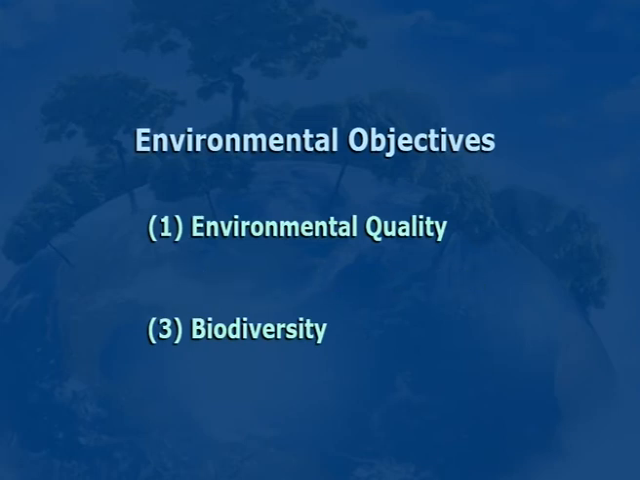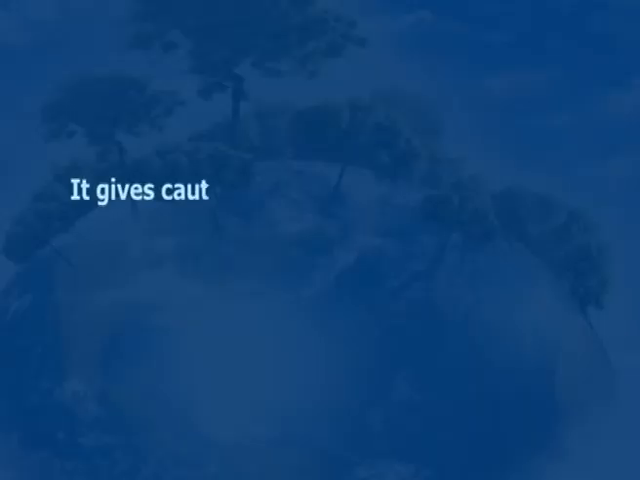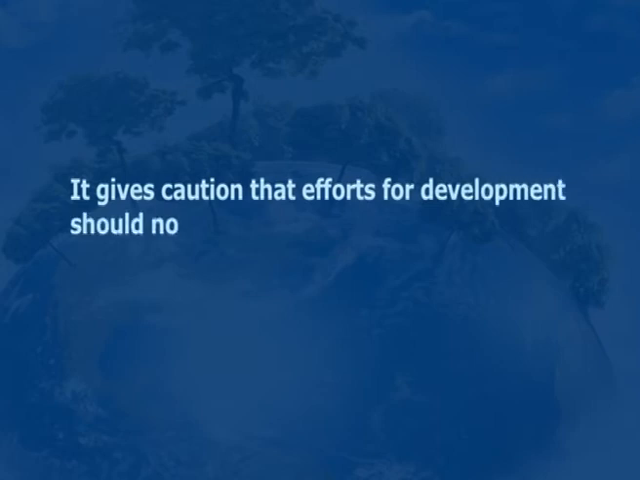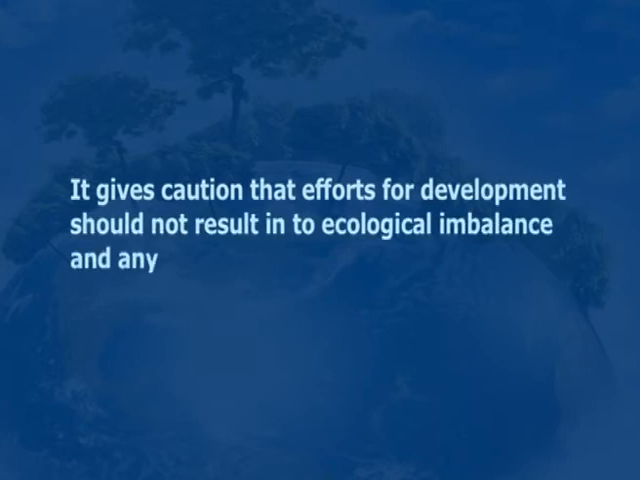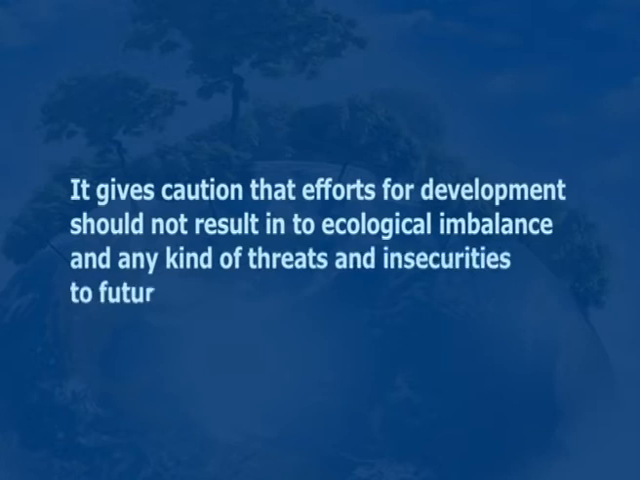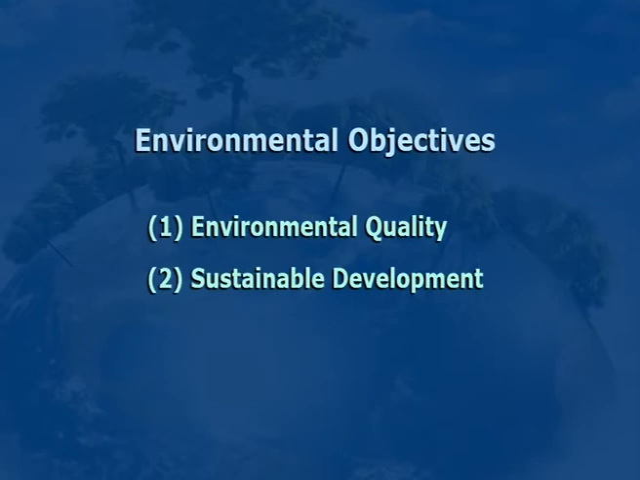Number 2. Sustainable development. Achieving sustainable development is a very vital objective. The concept proclaims that in pursuing economic development in the present, we ought to bear in mind the welfare of future generations. It gives caution that efforts for development should not result in ecological imbalance and any kind of threats and insecurities to future generations. The concept of sustainable development has become holistic in nature, much discussed, controversial, and in a state of enduring discussion.